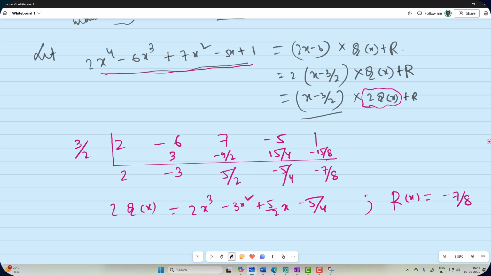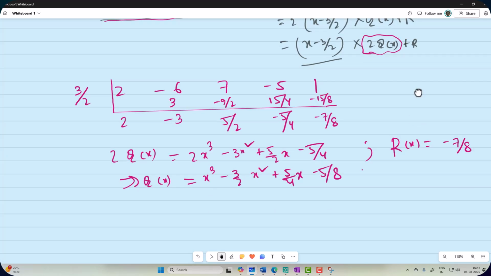Clear? So what is going to be the qx, the quotient? This is a very clear-cut method. I think none of you have any problem with this. 5 by 2, no, it will be 5 by 4. 5 by 4 into x minus 5 by 8. Clear? Hope you have understood this synthetic division method. You can practice it somewhere.